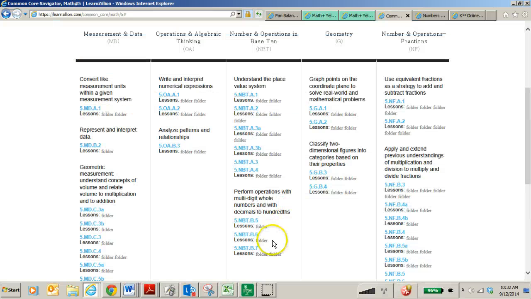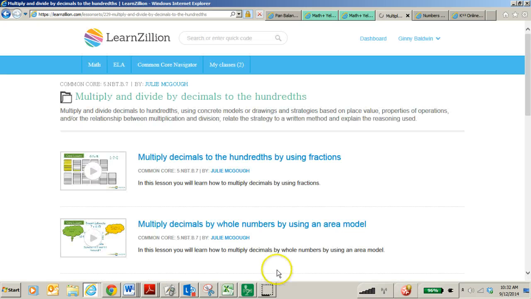So this is one that you'll definitely want to check out, this MBT7. There are 2 different folders with different sets of videos. They're going to provide that conceptual understanding to help your child, especially if you don't have some of the manipulatives or don't have the ability to create some of these on your own.